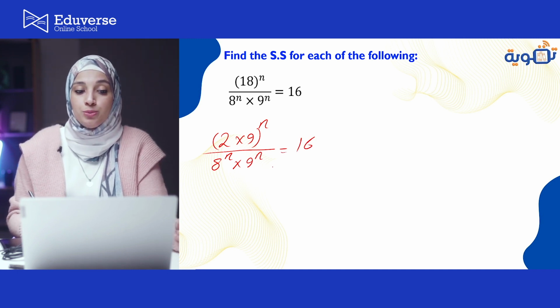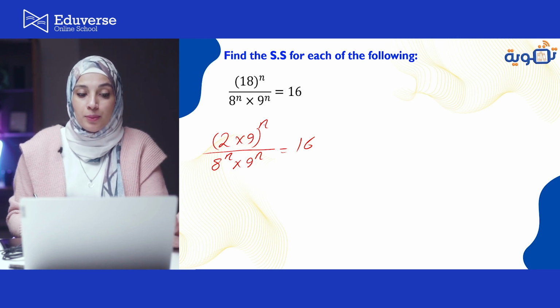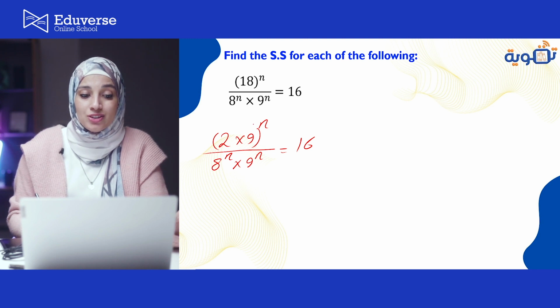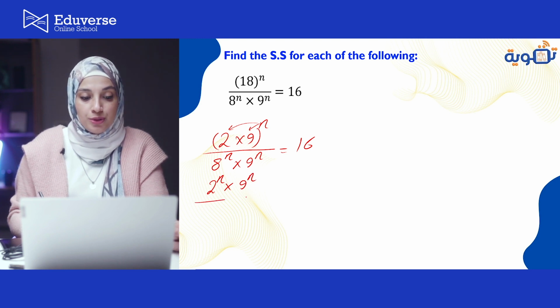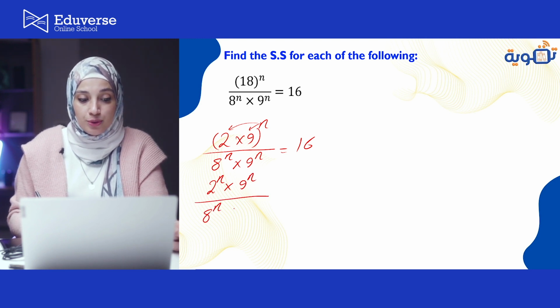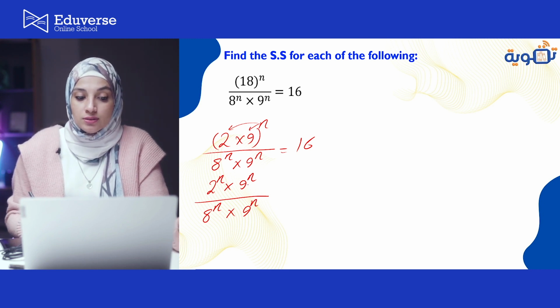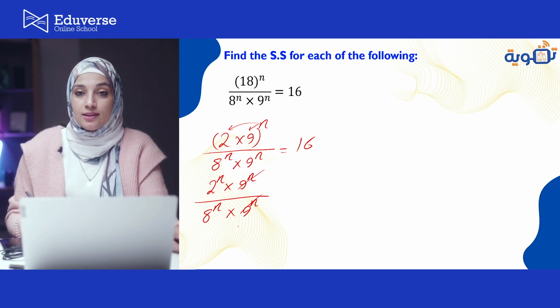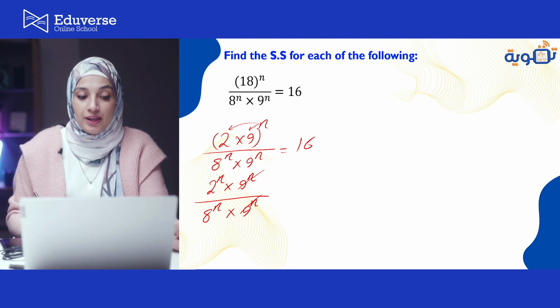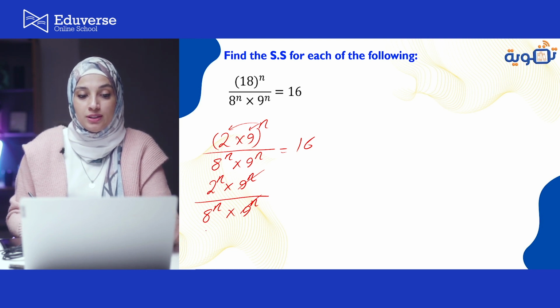As I just told you before, you have the power here for both numbers multiplied, so you can just distribute the power to both of them. Now I have 2 to the power n multiplied by 9 to the power n, over 8 to the power n multiplied by 9 to the power n. 9 to the power n can be easily cancelled with 9 to the power n. Now I have 2 to the power n in the numerator and 8 to the power n in the denominator.